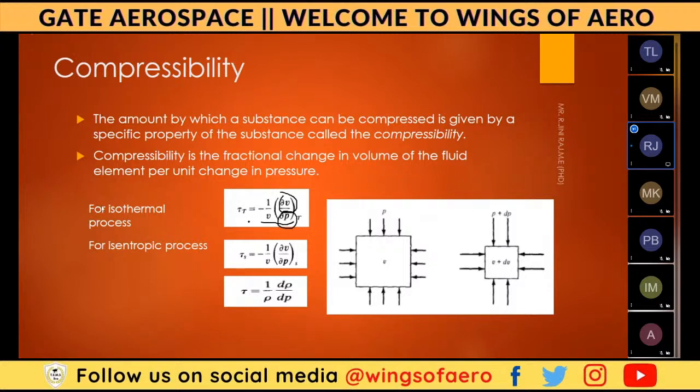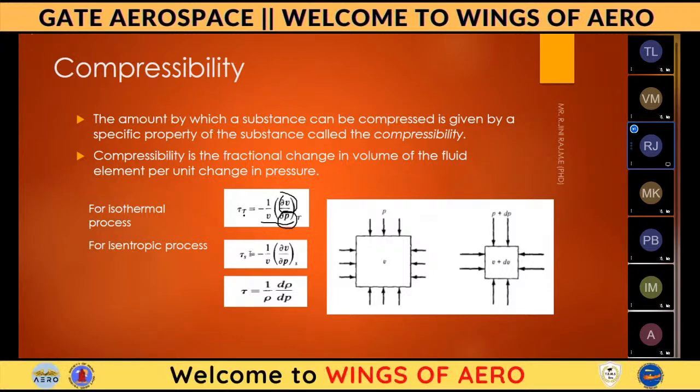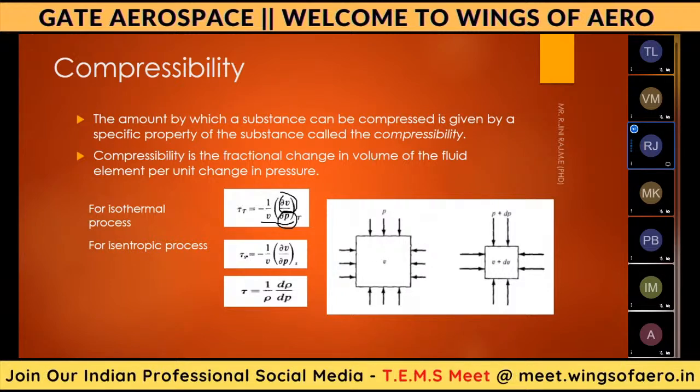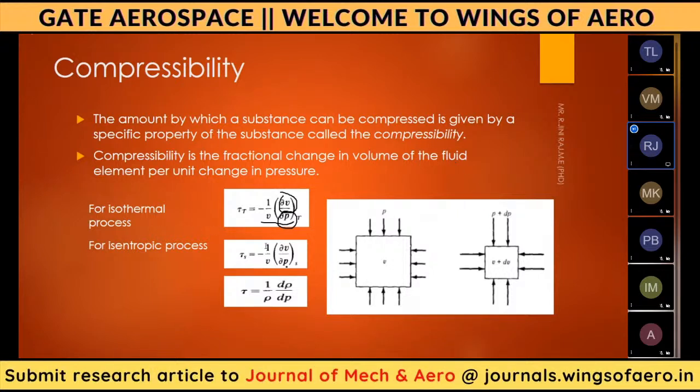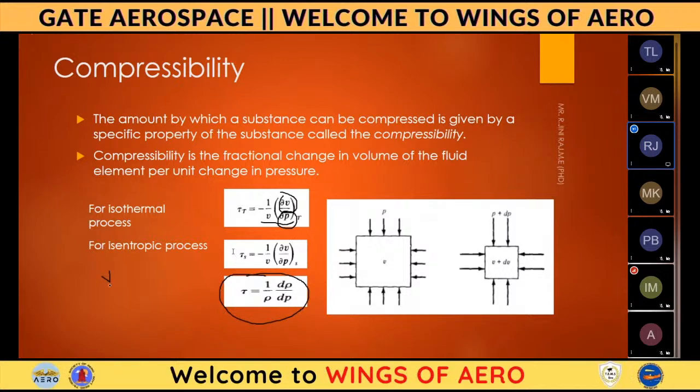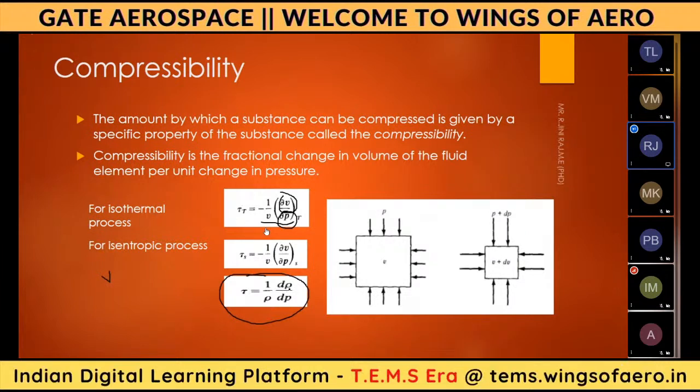For an isothermal process, the formula becomes tau suffix T equal to minus 1 by V, dou V by dou P at constant T. For an isentropic process, the formula is tau suffix S equal to minus 1 by V, dou V by dou P at constant S. If we consider density, then we know V equal to 1 by rho. Therefore, tau equal to 1 by rho, d rho divided by dP.